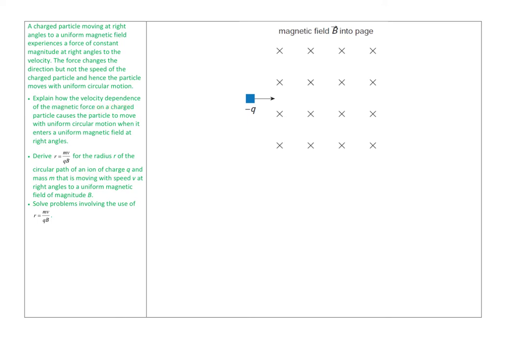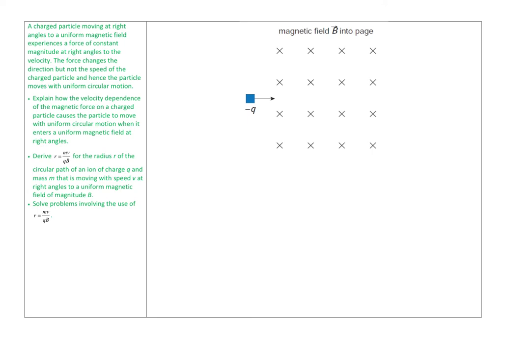Explain how the velocity dependence of the magnetic force on a charged particle causes the particle to move with uniform circular motion when it enters a uniform magnetic field at right angles. Basically, to do that, you say exactly what's written up there above. We'll talk about that. And then we need to derive this relationship for the radius of a charged particle moving through a magnetic field. So, first part, as I've already said, this charge is entering. Remember, it's a negative charge, so it's going to be downwards in this case.